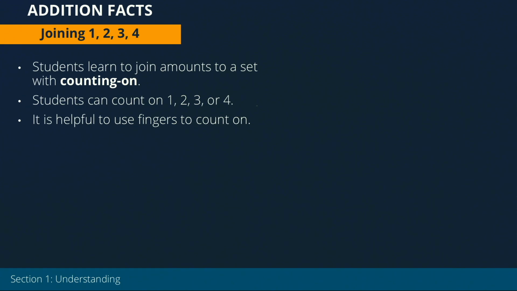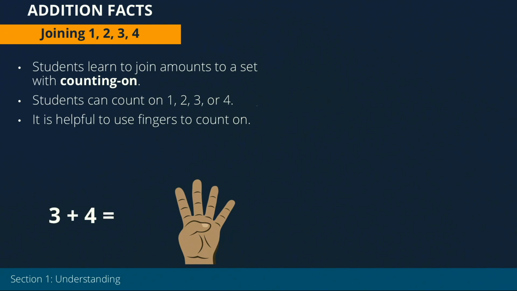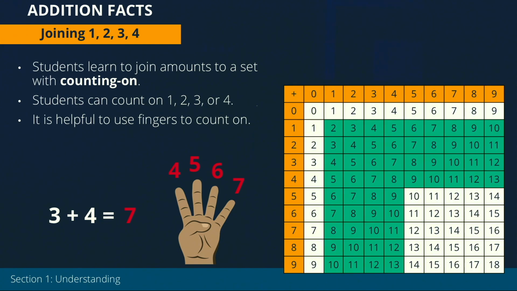And students might do some of this with their finger counting. So here I want you to imagine I'm starting with 3 and counting on 4. So I'd say 3, 4, 5, 6, 7. So 3 plus 4 is 7. Which facts might I use with this join interpretation of addition? Well, I might really focus on these facts on my addition table. These are all the facts where I can count on 1, 2, 3, or 4.